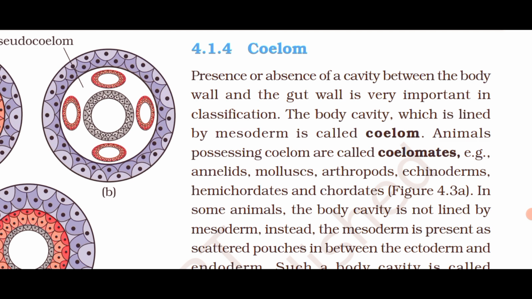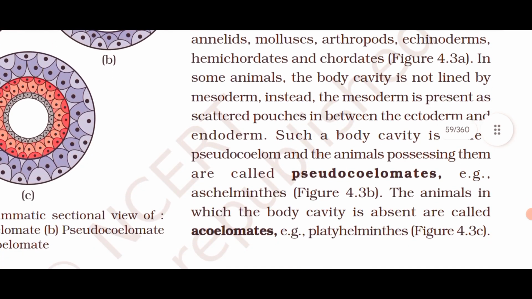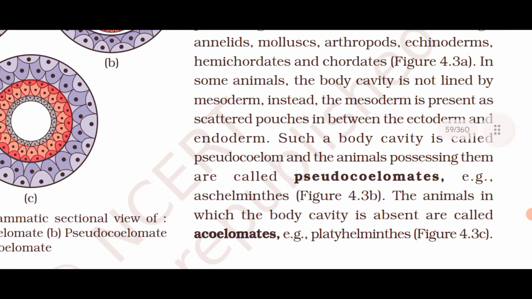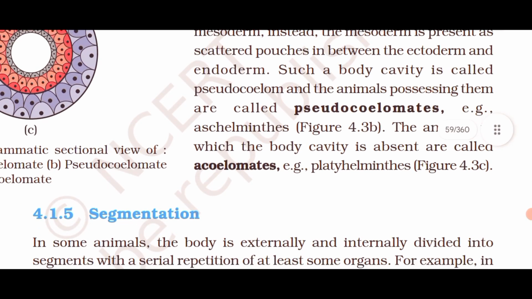In some animals, the body cavity is not lined by mesoderm. Instead, the mesoderm is present as scattered pouches in between the ectoderm and endoderm. Such a body cavity is called pseudocoelom, and the animals possessing them are called pseudocoelomates, e.g., aschelminthes. The animals in which the body cavity is absent are called acoelomates, e.g., platyhelminthes.